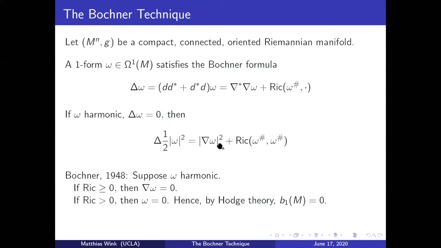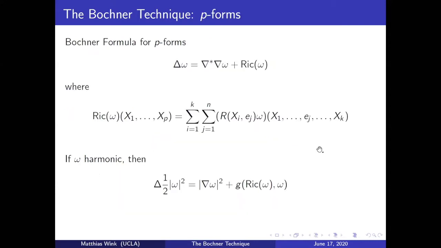But we want to talk about p-forms. What happens for p-forms, not just for one forms? We can write down the Bochner formula again. We have the Hodge Laplacian, and we can write it in terms of the connection Laplacian. Again, we make a mistake, which is given by the curvature term. Because for one forms we saw it's really the Ricci curvature, it is also called Ricci of omega.